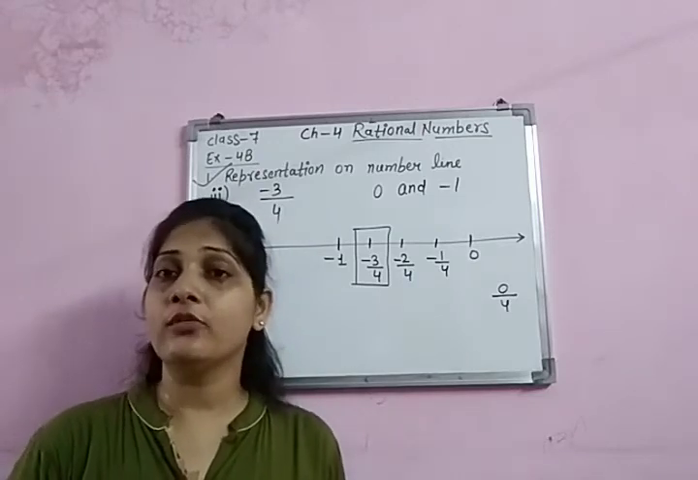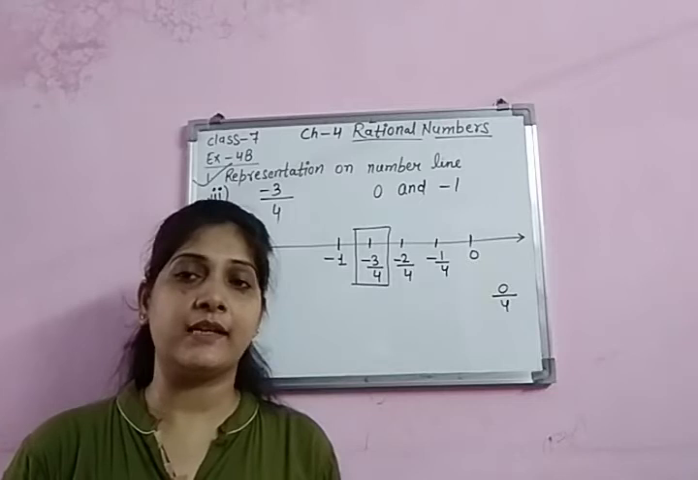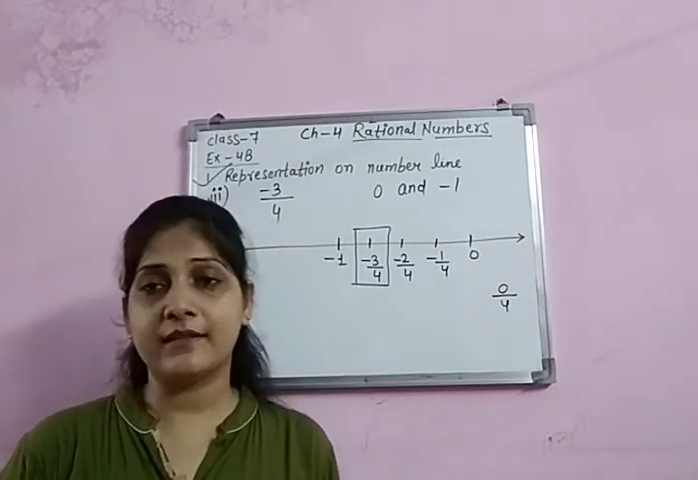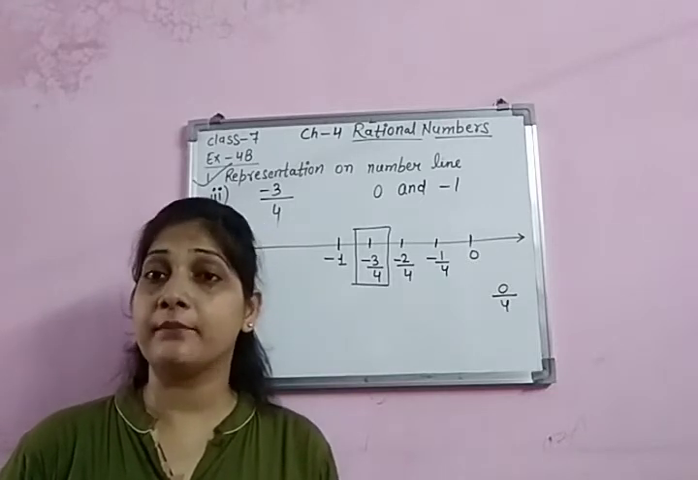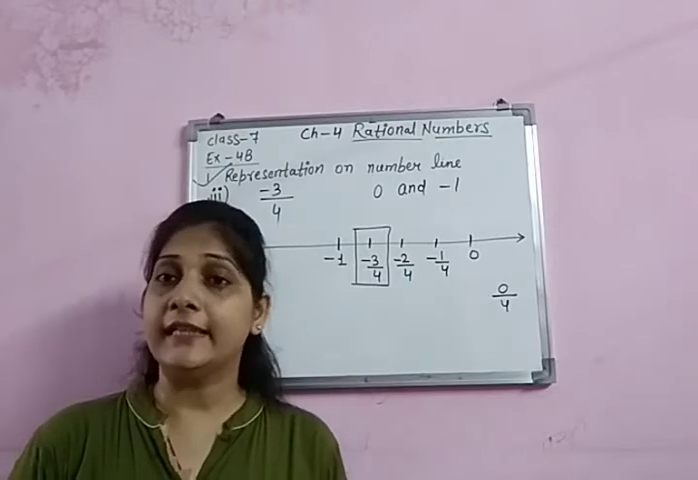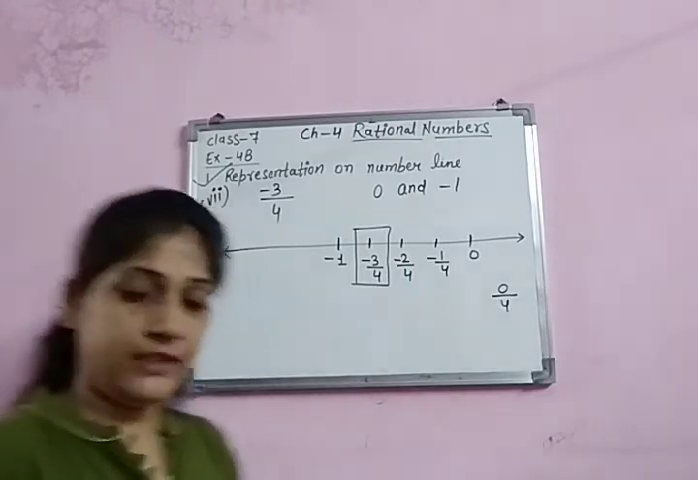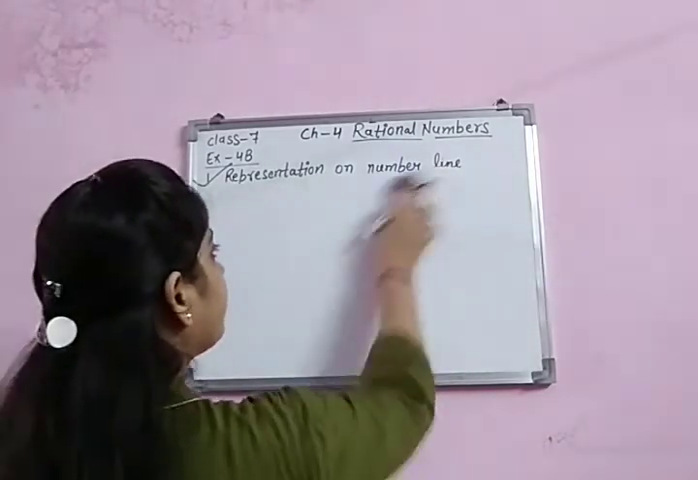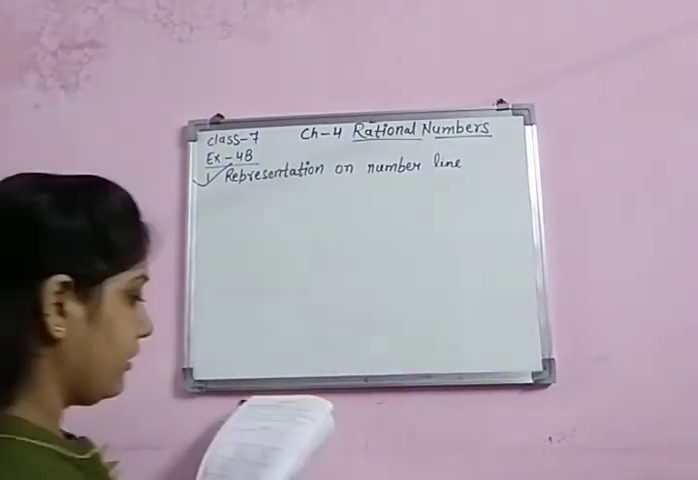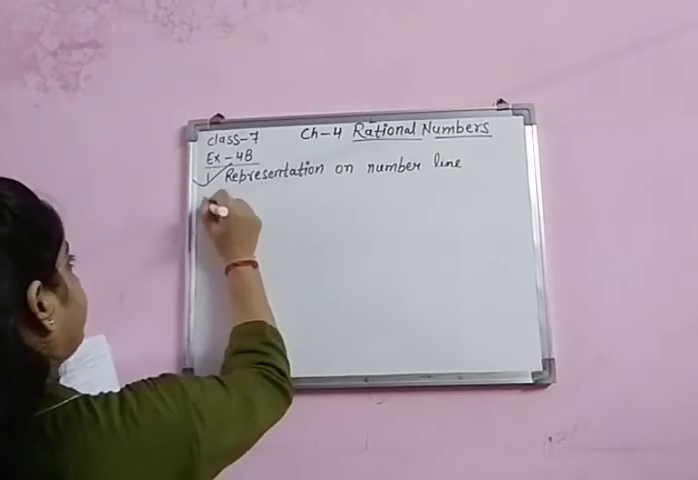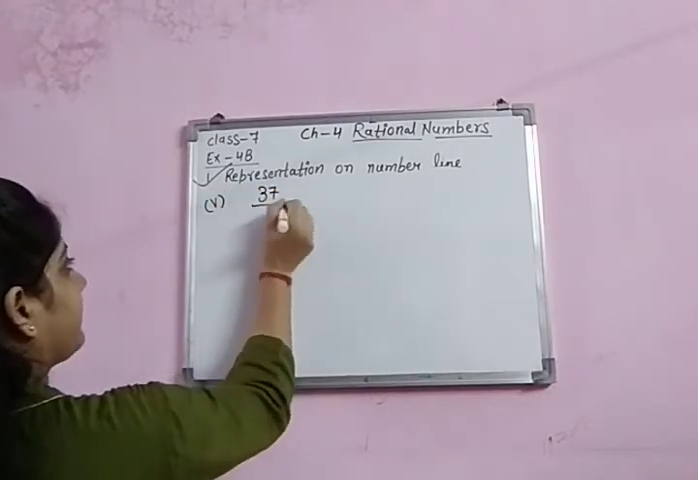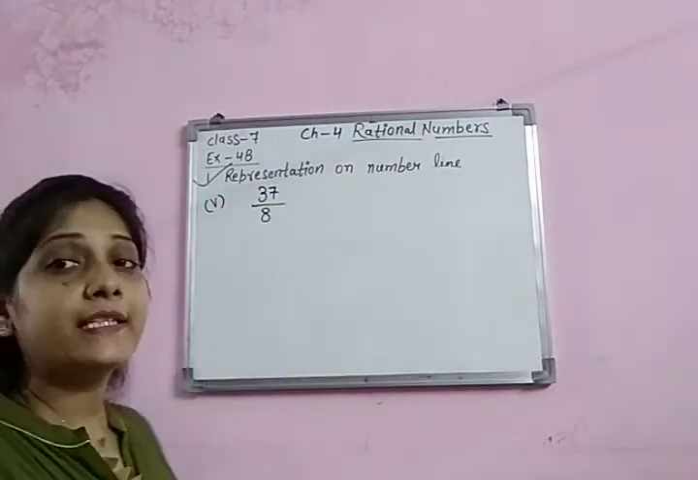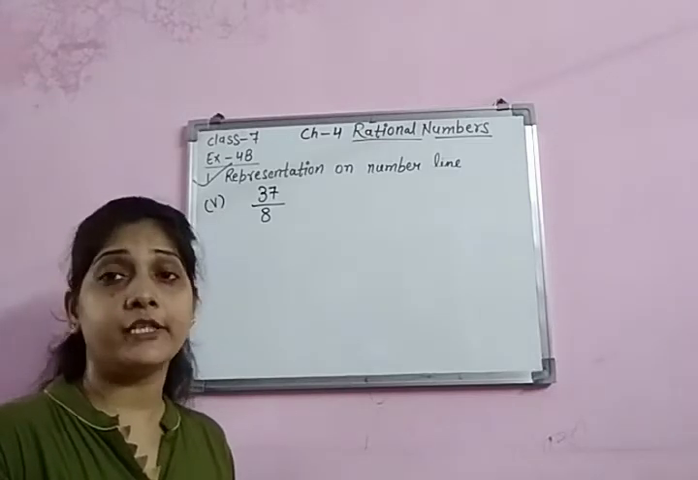Now I'm telling you when the improper fraction is given. Improper and mixed are the same, because for improper you need to convert to mixed first of all. Let's see how. I'm telling you both positive and negative. Like this fifth part, I'm telling you 37 by 8.